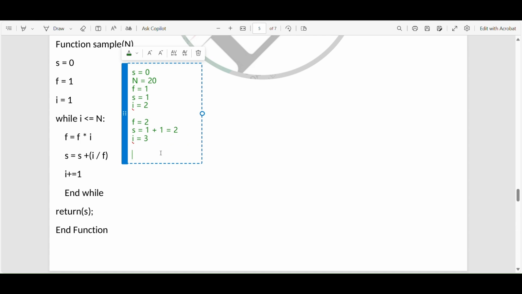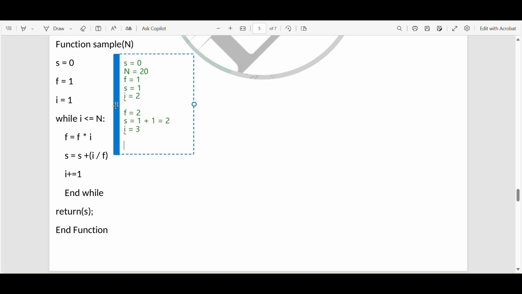And we'll be again going to the first. Is I less than or equal to n? Yes, definitely, because the value of I is 3. So here comes the value of f. f is f into I. What is the value of f here? It is 2. 2 into 3 will be 6.